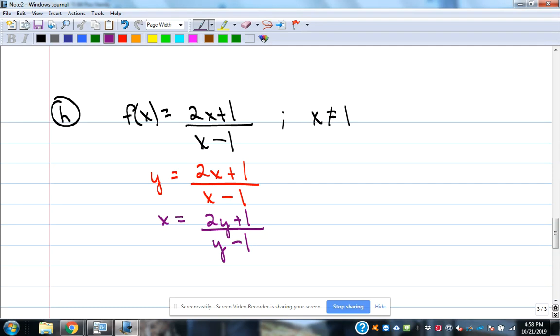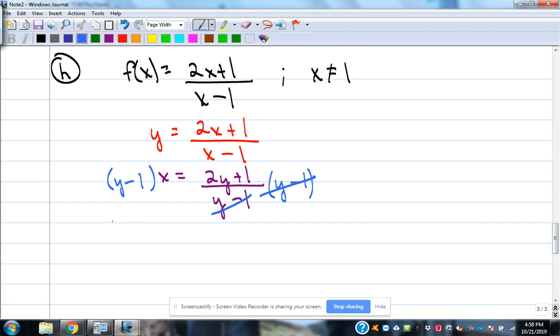All right. Now, how can I get that y minus 1 out of the denominator? Because I got to get y back by itself, but I got a y in the denominator, so I need to get it out of there first. Yeah, if I multiply by y minus 1, they'll cancel each other out like that, right? And then I'm going to distribute and get xy minus x equals 2y plus 1.